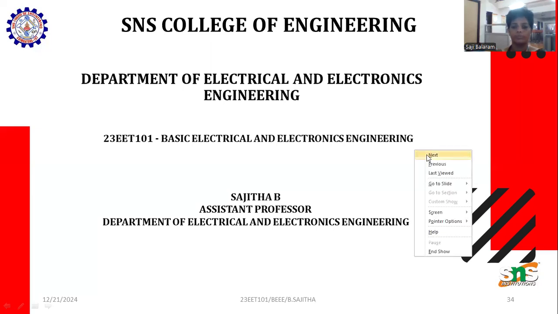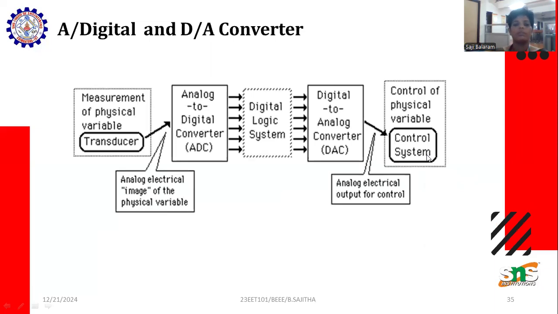So now let us see the block diagram. Measurement of various physical variables, which is nothing but the transducer, is the first block. And then moving into the ADC. So ADC is nothing but analog to digital converter.